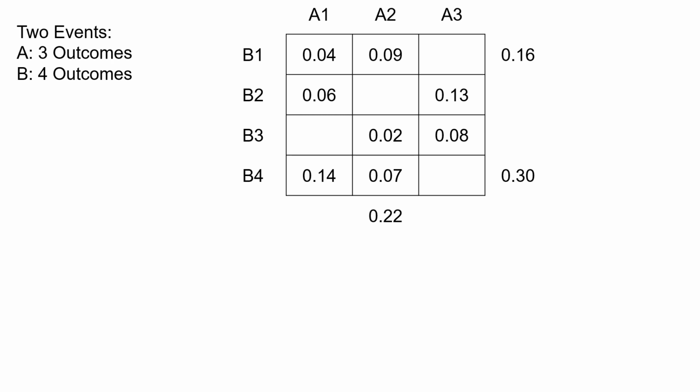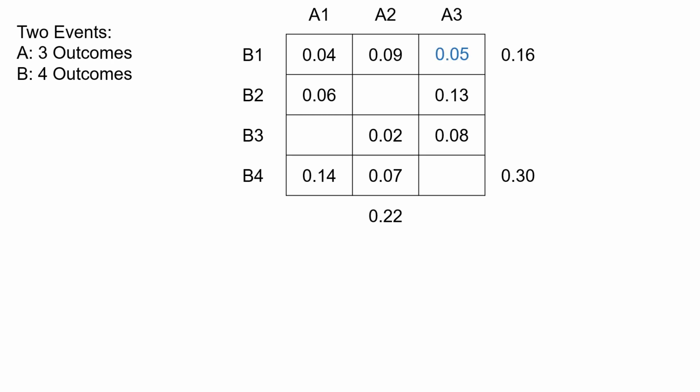Similarly, the probability of A1 and B2 is 0.06, B2 and A3 is 0.13, A2 and B3 is 0.02, A3 and B3 is 0.08, A1 and B4 is 0.14, A2 and B4 is 0.07, the probability of B4 is 0.30, the probability of A2 is 0.22.